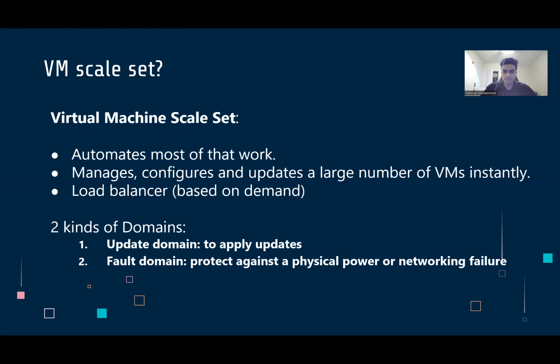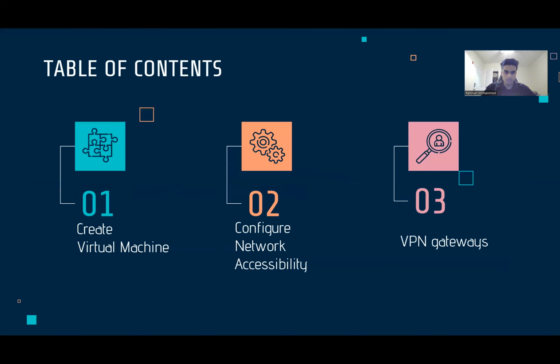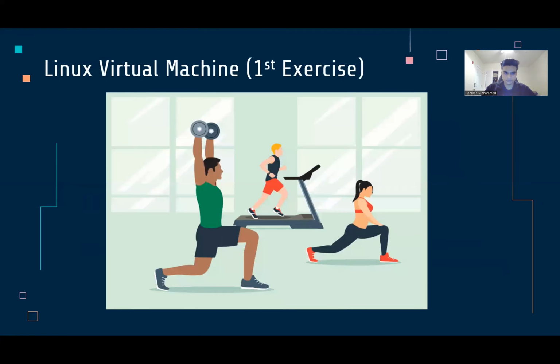And then the two kinds of domains. There's an update domain and a fault domain. Update domain, simple, applies updates. And fault domain, how I would like to think of it, is just protecting against physical power and network failures. So we're going to create a virtual machine, configure its network accessibility, and then talk about some VPN gateways. So let's do our first exercise.